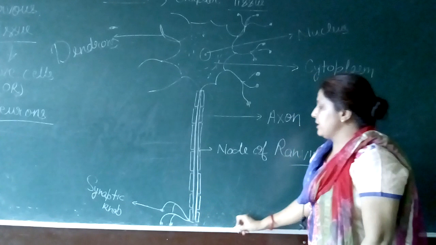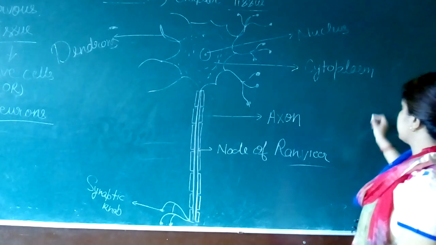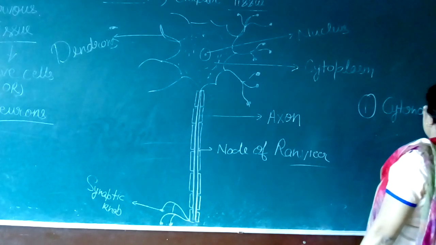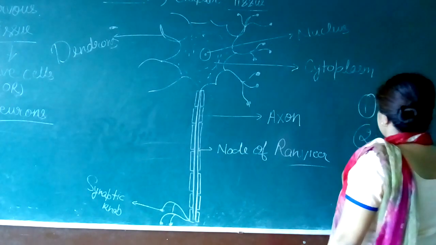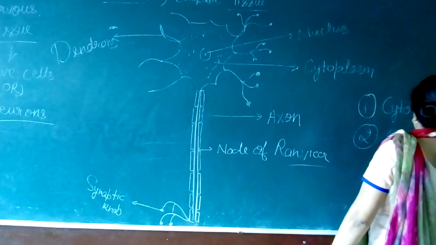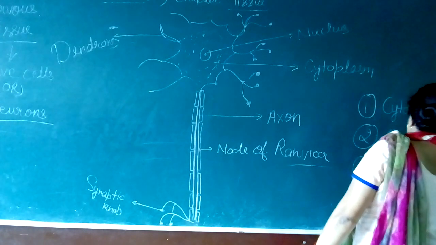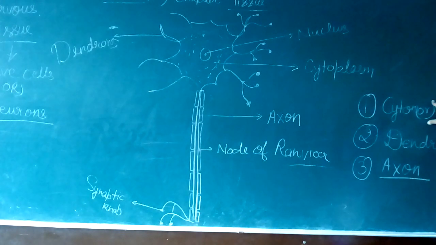Now you see here the structure of a nervous tissue. Nervous tissue is made up of three parts. First is the cyton, or we can say the cell body. Second is the dendrons, and third is the axon.